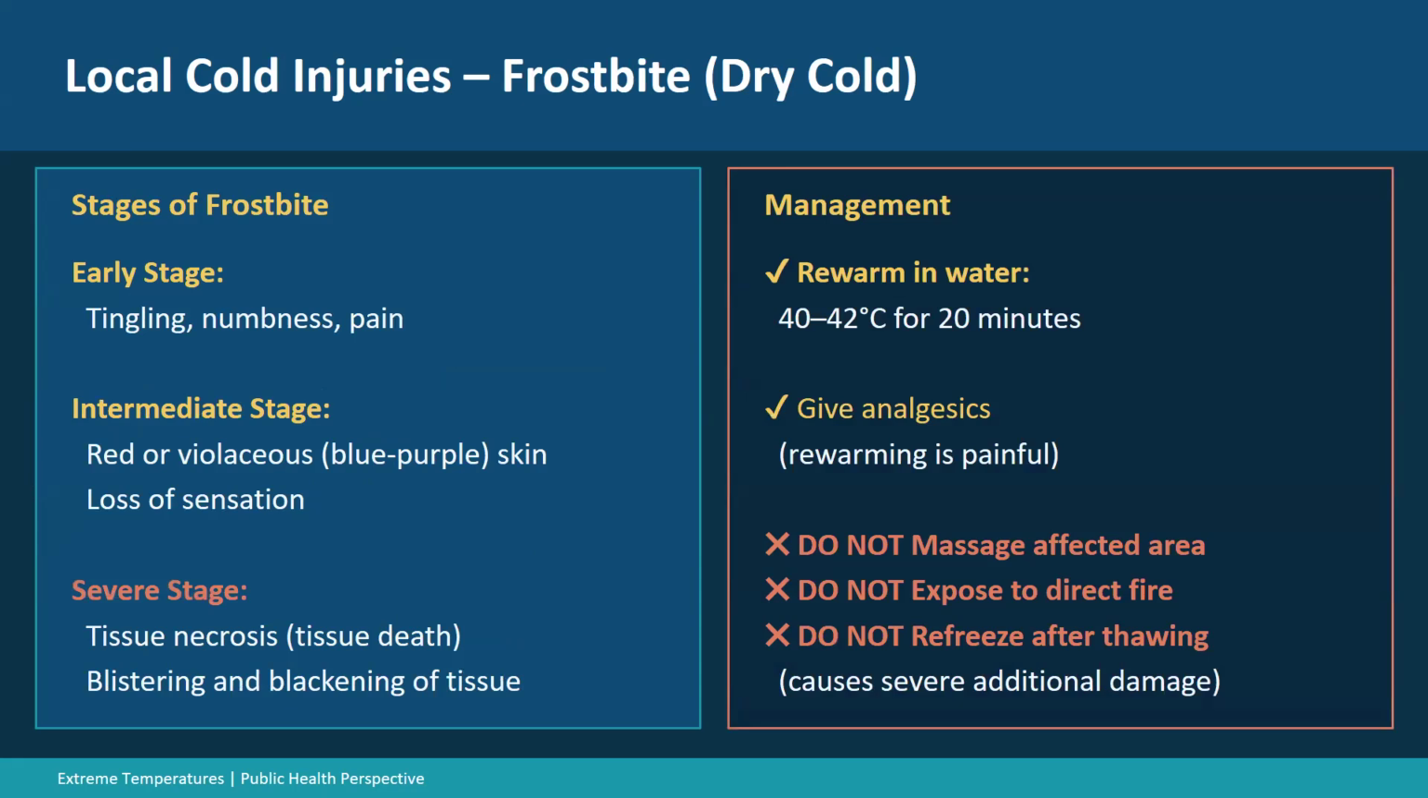Then the dry condition from local cold injuries is frostbite. There are some stages of frostbite. Starting from the early stage, the symptoms are tingling, numbness, and pain. In the intermediate stage, there is red or violaceous, meaning blue to purple, skin and loss of sensation. Then in the severe stage, tissue necrosis can occur, and blistering and blackening of the tissue occurs.